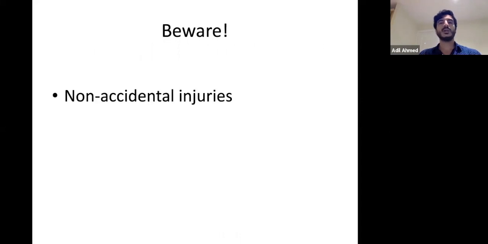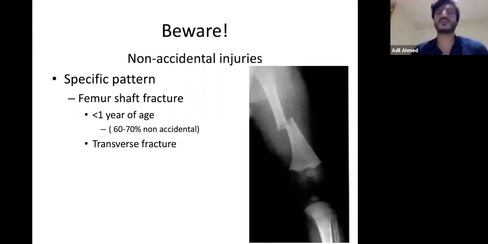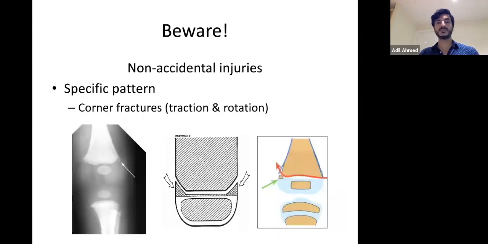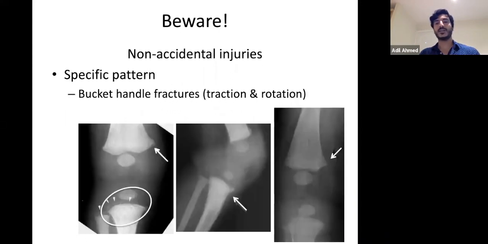So lastly, accidental injuries and tumours. Non-accidental injuries: any femoral shaft fracture, particularly in less than 1 year of age, be raising suspicions of a non-accidental injury, as well as transverse fractures. Humeral shaft fractures are a similar group. Sternal fractures and corner fractures. Corner fractures are from traction and rotation, and then bucket handle fractures. Again, traction and rotation injuries.